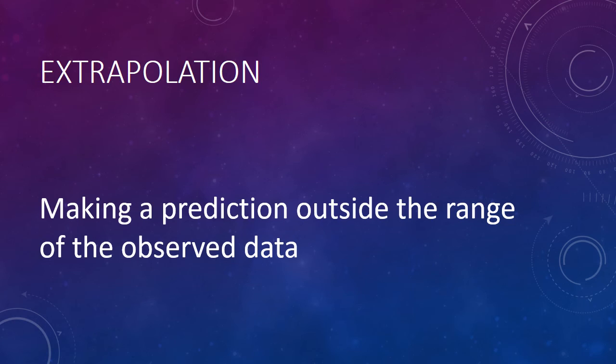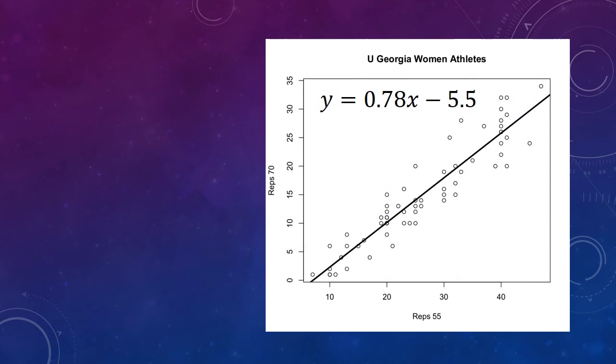We don't really know what the variables do outside of the range of the data that we have. It could be linear, or it could be different. Sometimes extrapolation doesn't even make substantive sense. Let's look at an example. Here's the equation for repetitions at 70 pounds and 55 pounds again. Y equals 0.78x minus 5.5.